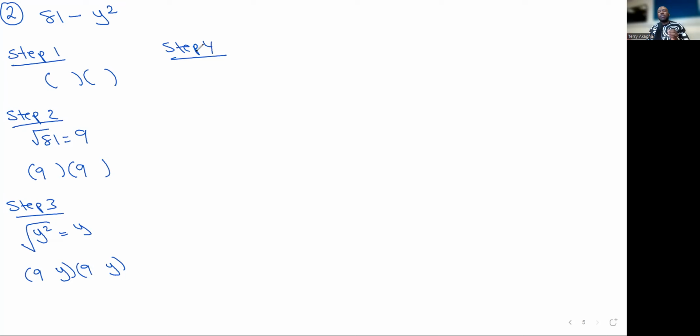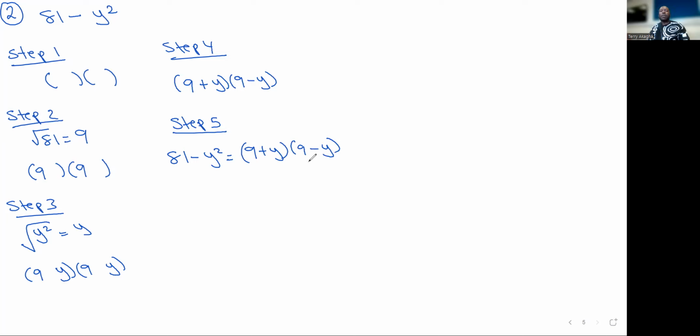Then step 4, we're meant to put positive in the middle of the first bracket and negative in the middle of the second bracket. Remember I told you the order does not matter. You can put negative first and then positive. So we're going to have 9 plus y and 9 minus y. Then step 5, we need to rewrite the expression. So we can now say 81 minus y squared is equal to 9 plus y and 9 minus y.